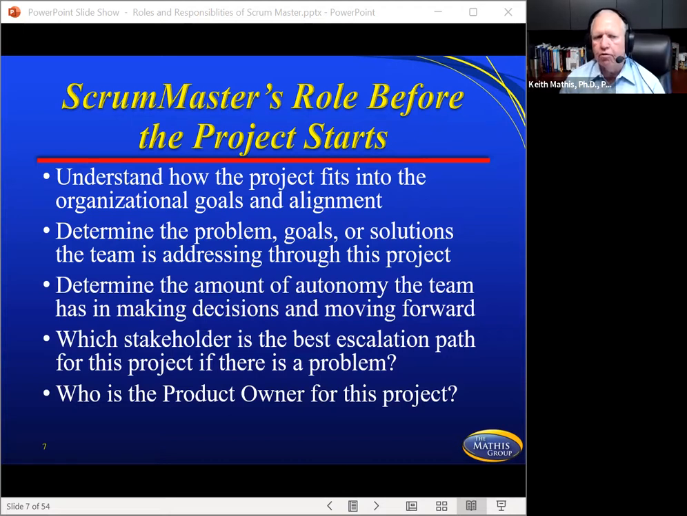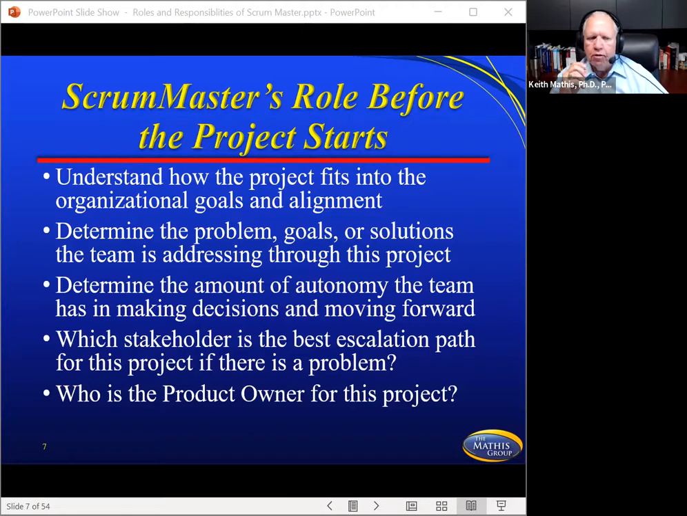Determine the problem, the goals, or solutions the team is addressing through the project. When you're working on a project, if we're doing it based on new opportunities, then you're trying to get a benefit like that. But in many cases, our project is solving a problem for the customer. And so we're trying to solve that problem. We're trying to address that solution. We're trying to fix something, or we see a problem coming up down the road and you think, okay, if we don't fix this, then we're vulnerable down here. So you're looking at trying to resolve something before it actually happens.